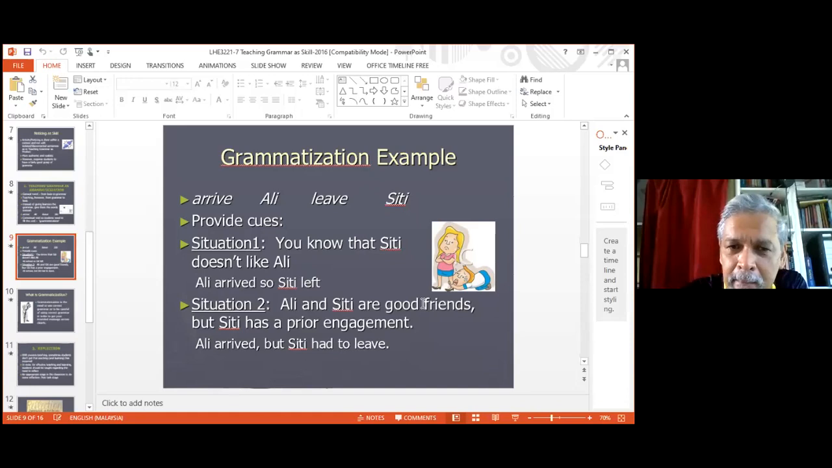So they need to understand the situation. Similarly, number two: Ali and Siti are good friends, but Siti has a prior engagement. So, Ali arrived, but Siti had to leave. It shows that she doesn't want to leave, but she had to leave. Once again, this is grammaticization. They have to use grammar to clearly express the situation. Do you get what I'm saying?